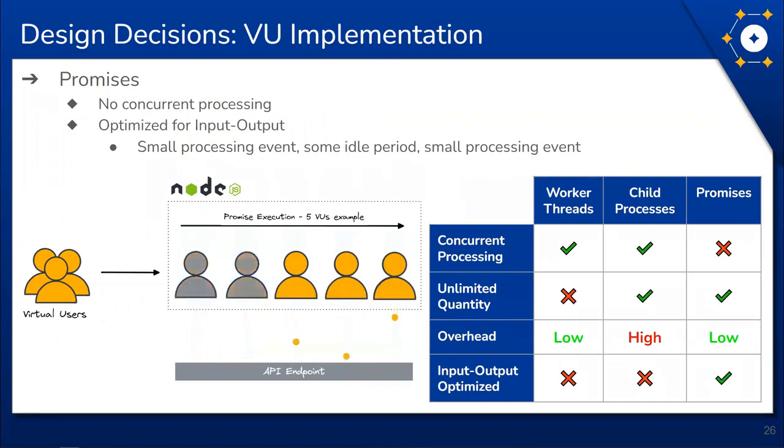Ultimately, we decided to use promises. This does mean that 2 requests can't be sent at precisely the same time, but they will be executed within a few CPU cycles of each other, which is sufficient for load testing because latency differences would most likely prevent them from reaching the endpoint at the same time anyways.